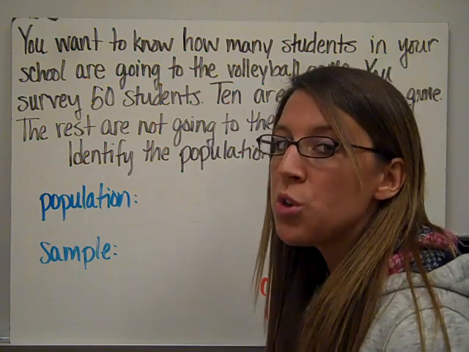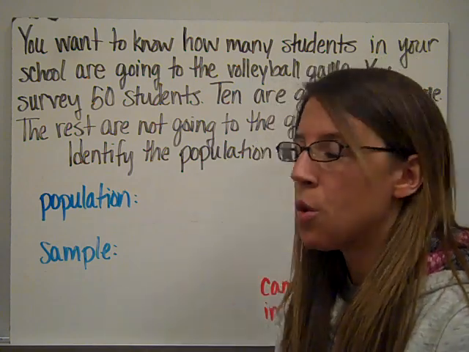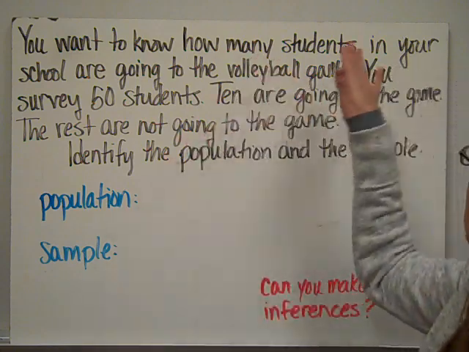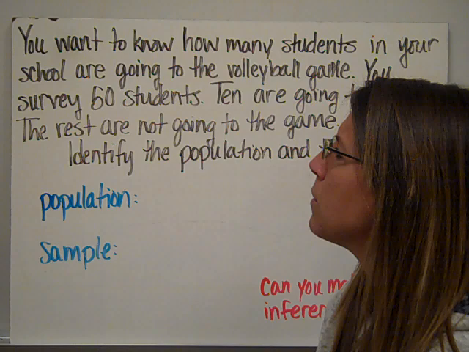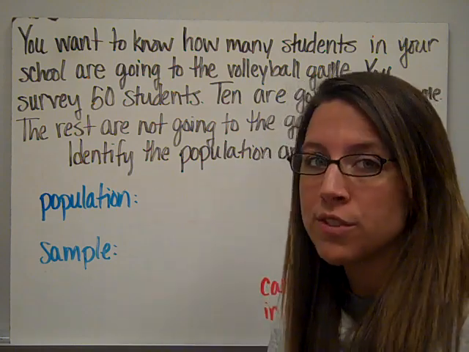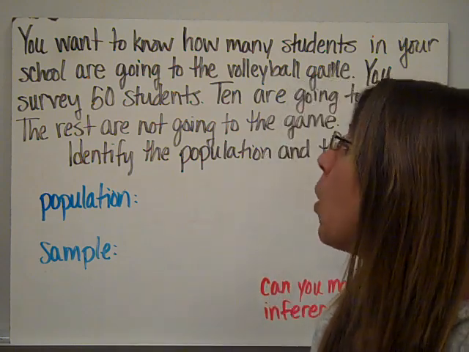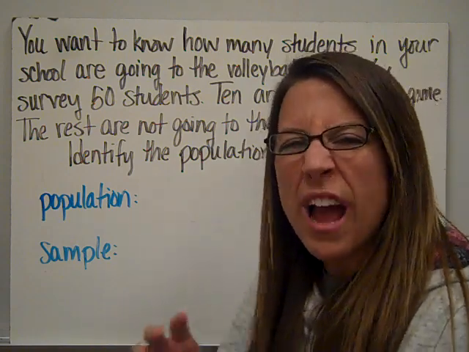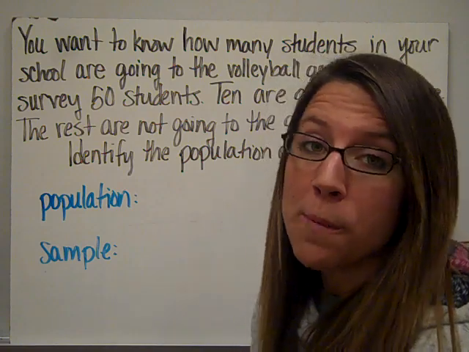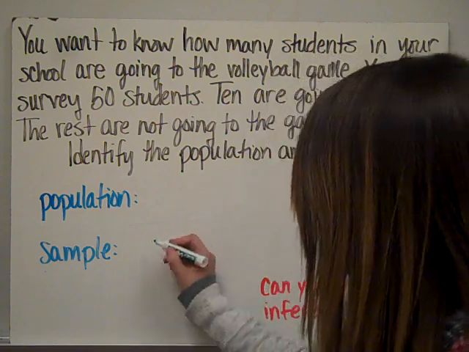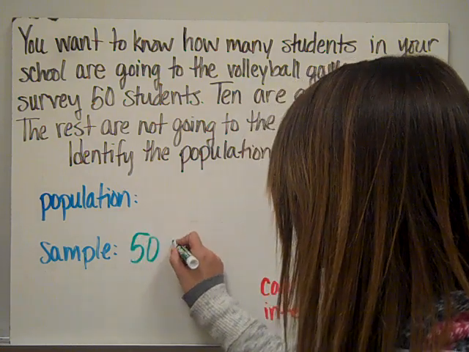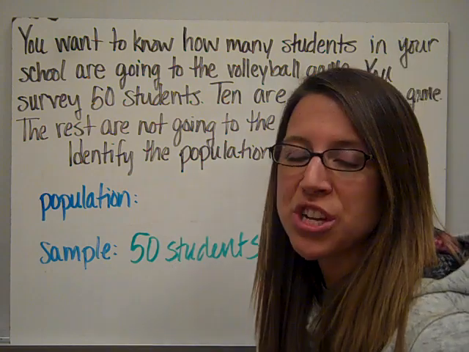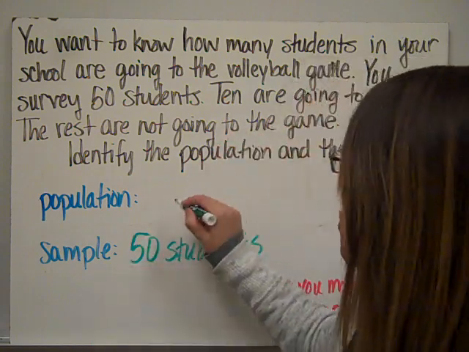The population is who you want to know about. So the population, in this case, you're interested in knowing how many students in your school are going to the volleyball game. So you're trying to get information about all of the students, right? But you only survey 50 students. The 50 students that you have chosen, the 50 you actually work with, that is the sample. So the sample in this case is 50 students. And the population is students in your school.